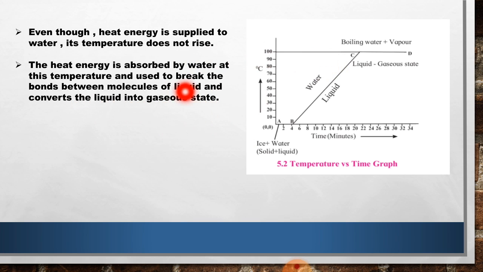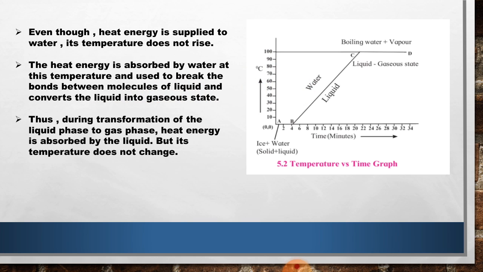So these two phases we have to observe over here. In the earlier case, we observed that solid gets converted into liquid, but here the liquid gets converted into gaseous state. Gaseous means vapors. So the process of vaporization takes place over here.